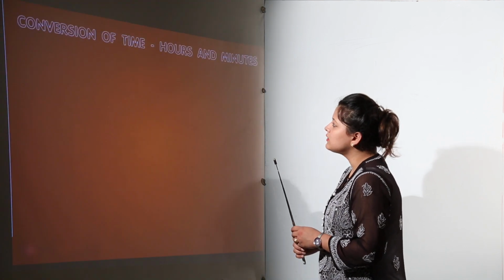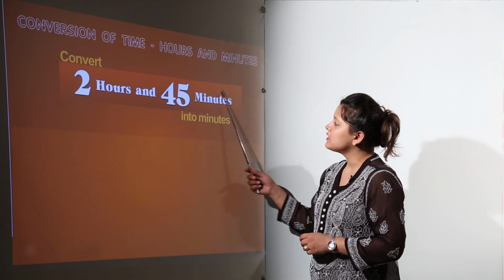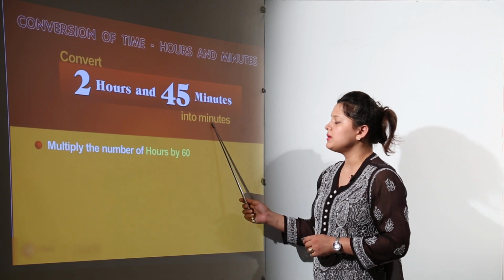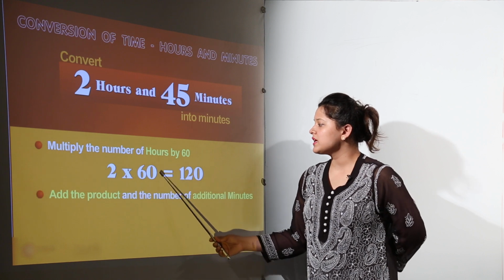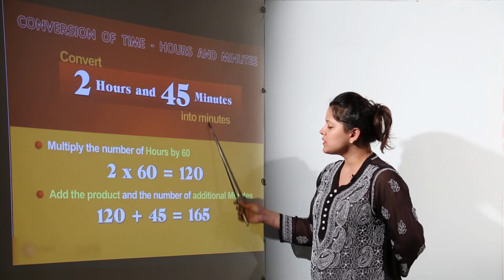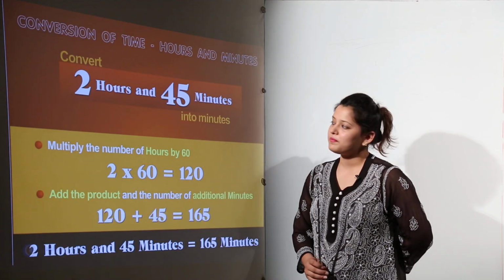Now we shall learn about the conversion of time, hours and minutes. The conversion of 2 hours and 45 minutes into minutes would be, we multiply the hours by 60, because we know 1 hour has 60 minutes, so 2 into 60 makes 120. So 120 plus 45 makes 165 minutes in total.